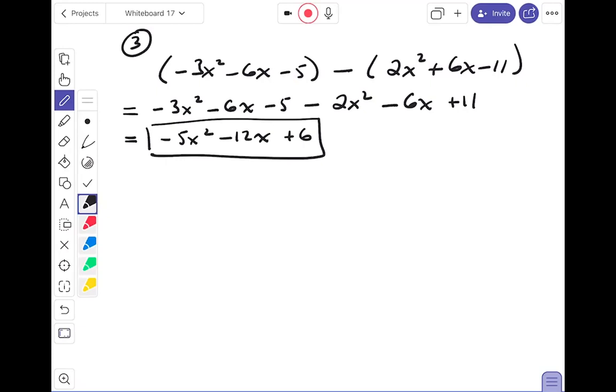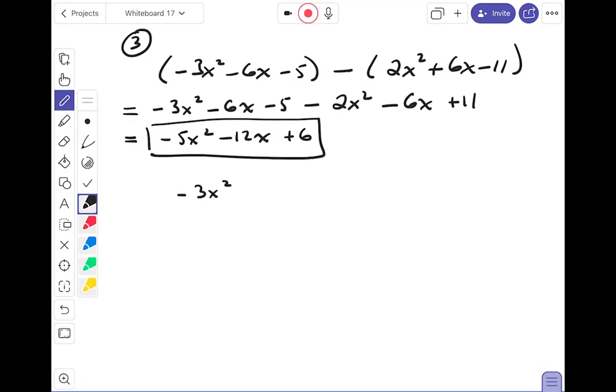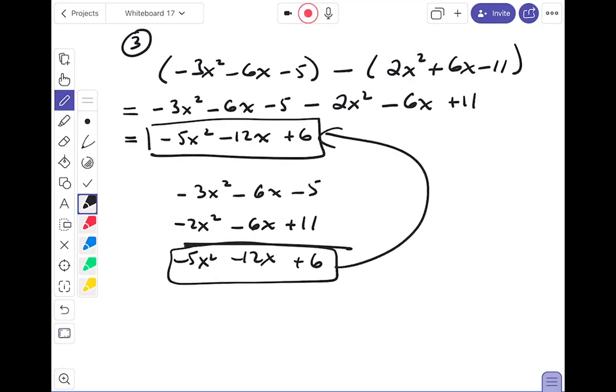All right. So I want to do the vertical format. Put this down for you. Minus 3x squared minus 6x minus 5, minus 2x squared minus 6x plus 11, very similar format actually. Plus 6, minus 12x, minus 5x squared. Do we get the same thing we got up here? Of course we do. Let's see if we got the same answer in the answer key, and I'll look at it. Minus 5x squared minus 12x plus 6. All right, let's go to number 4.